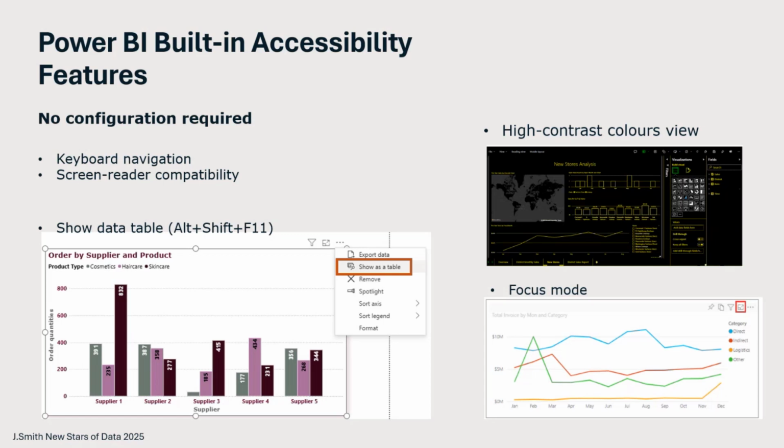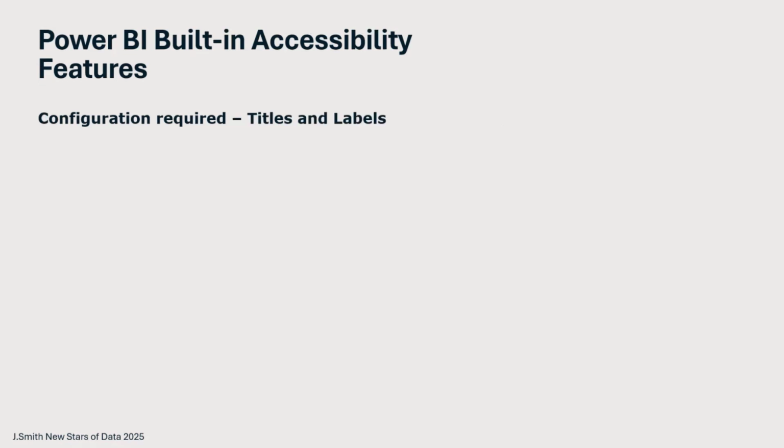And then we have focus mode. So users can expand the visual to fill up more of the screen by selecting the focus mode icon. I'm going to show later how to do the focus mode as well as the show data table. And there are also some accessibility features that require configuration. The first one we're going to talk about is titles and labels.